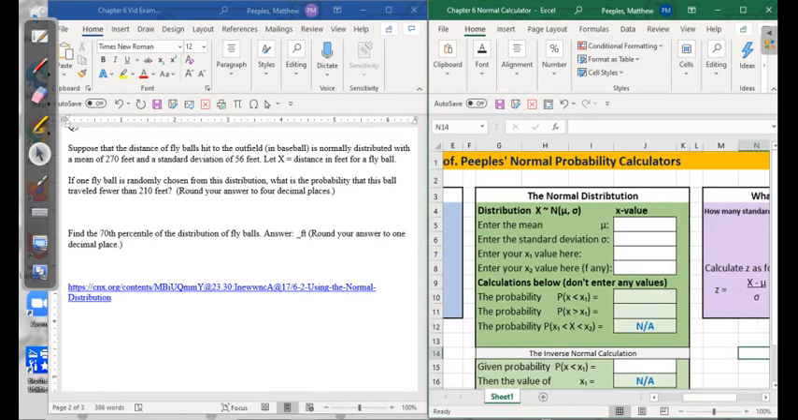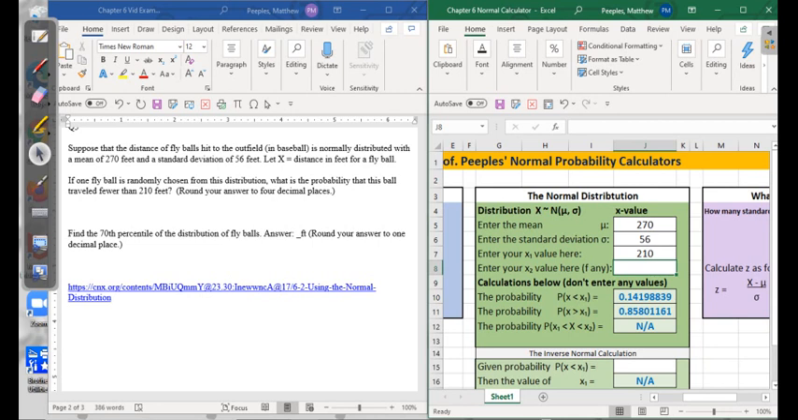On the right, you can see that I have the green box where we're going to enter our relevant information, and it says we want the distance of fly balls hit to the outfield. Let's see, we say our mean is 270 feet, and our standard deviation is 56 feet. So we want to find the probability that one fly ball chosen has traveled fewer than 210 feet. So we're going to enter in 210 feet.